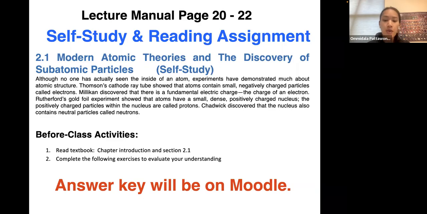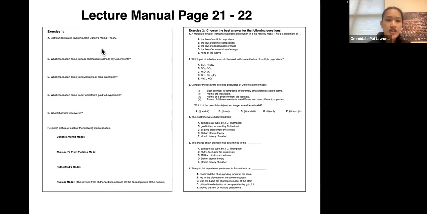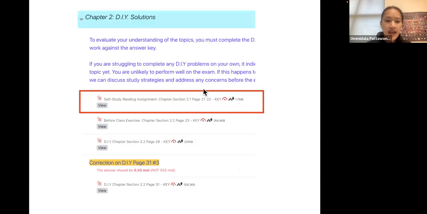The answer key of this will be put on Moodle. So you are going to turn to OER textbook page 49 and read all the way through 62. After you finish, then you can answer exercises 1 and 2. After you're done, you can check your work and answers against my key that is posted on Moodle already. That's under the self-study reading assignment right there.